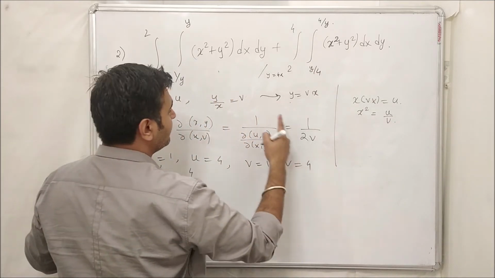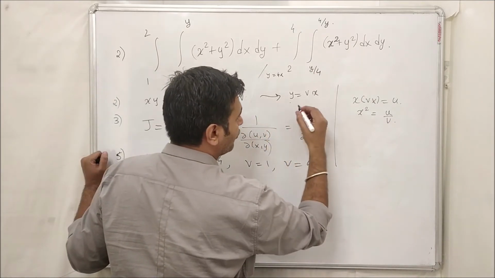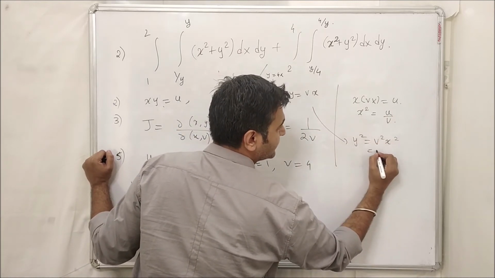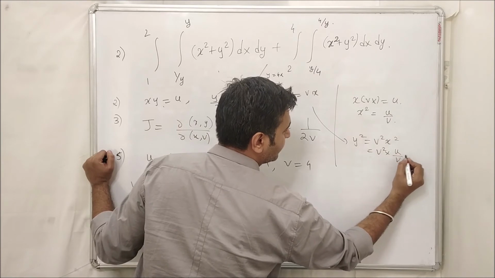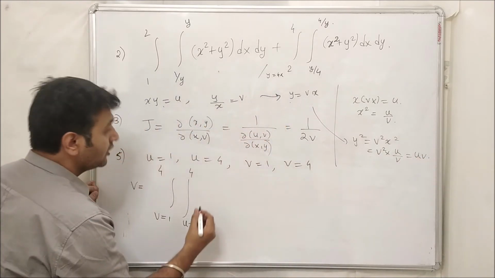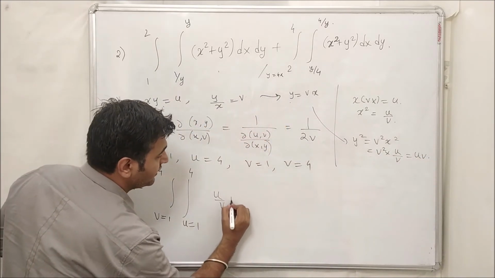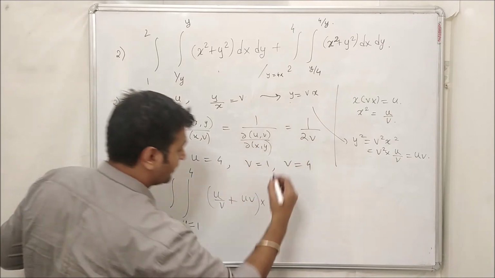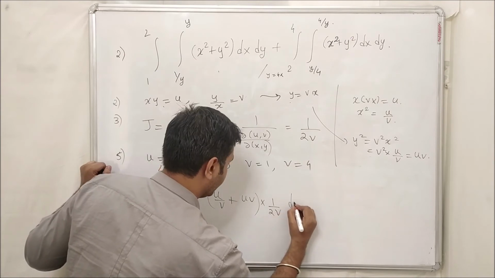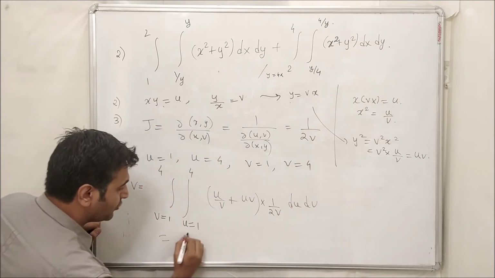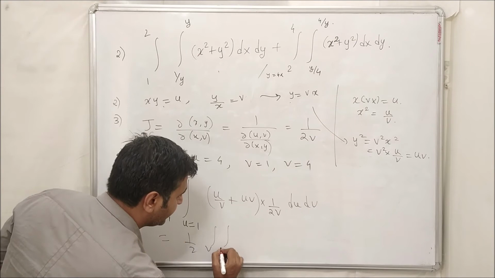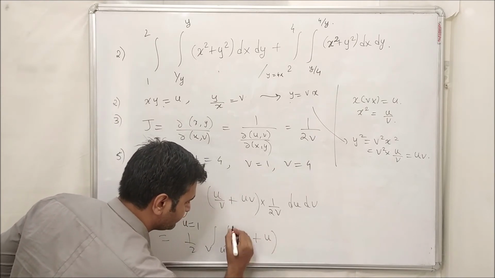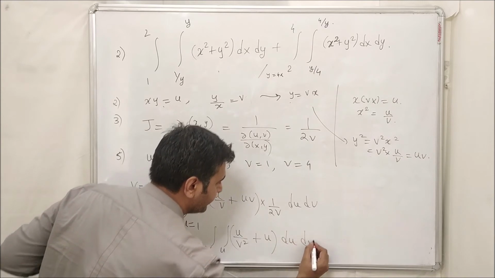Correct? And what will be then your y? So from here your y square is what? v square x square. So this is v square into u upon v, which is uv. Great. So your x square plus y square is u upon v plus uv, into, what is the Jacobian? 1 upon 2v du dv. And your 1 by 2 will come outside. Integration v, integration of u upon v square plus u du dv.